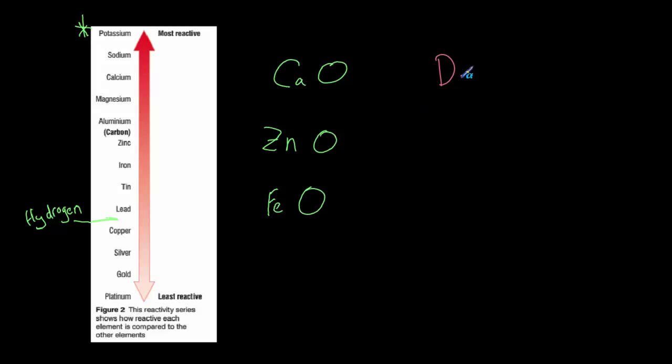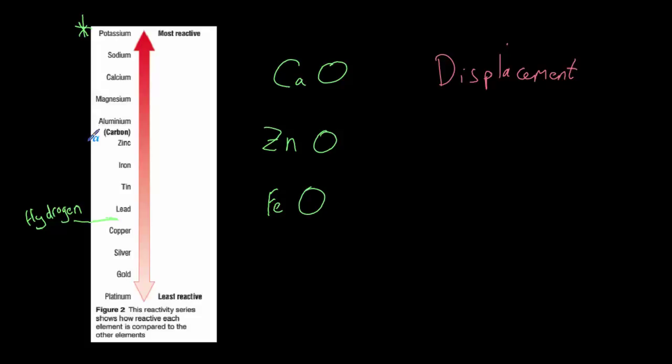Displacement reaction. Now you will have met this type of reaction before. A displacement reaction is when a more reactive metal removes a less reactive metal from its compound. So it basically switches place. And the reason we've included carbon in this table here is that even though it's not a metal, it can take part in displacement reactions.